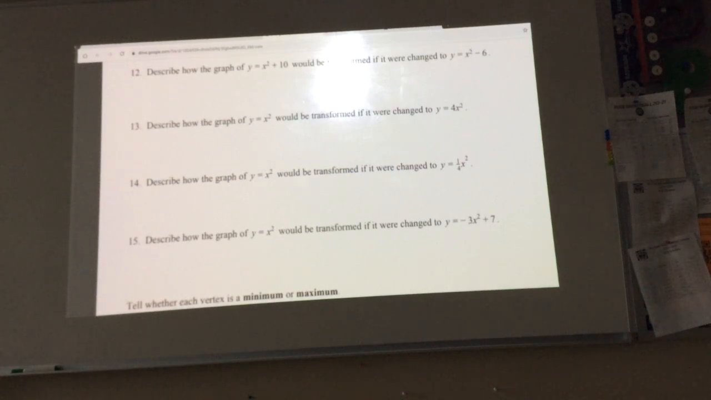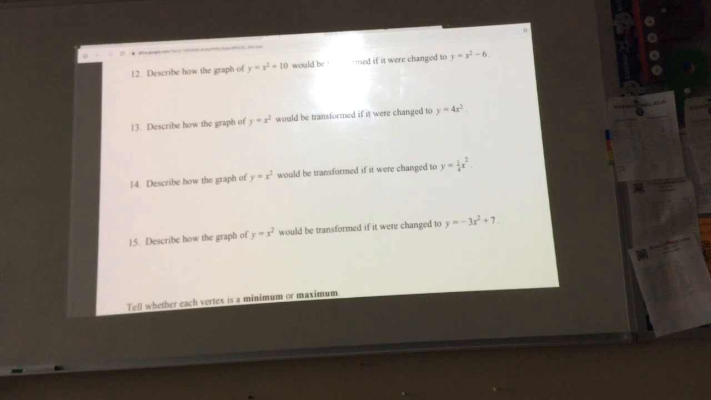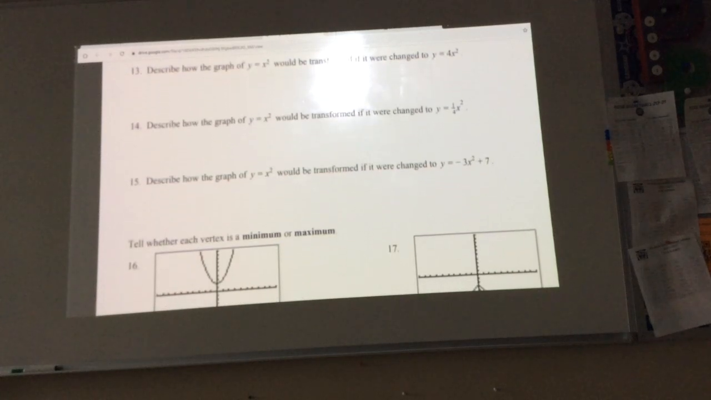Okay, number 12, just based off looking at it, can we agree that we're going to go from positive 10 to negative 6? The line is going to do what? Shift down. Are we all okay with that? Yes. I just want to move on to some of the other ones to show you. So let's do 13.